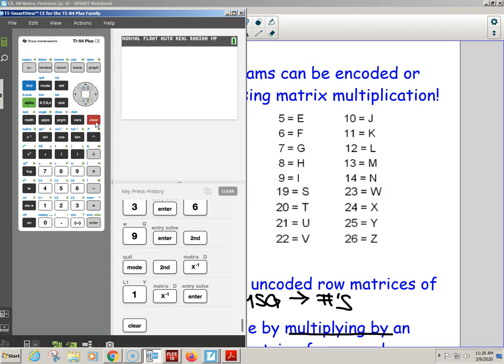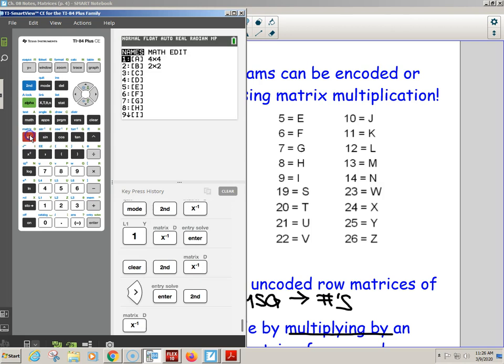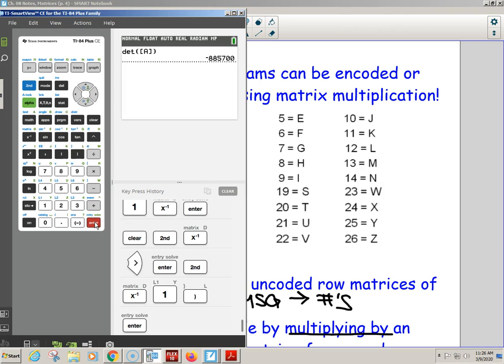Another way of doing this is I could also see if there is a determinant. So I could go to math and I could do determinant, and I could do determinant of A. And what do I need the determinant not to be? Okay. As long as the determinant's not 0, you can make whatever encoding matrix you want. A 2 by 2, a 3 by 3, a 4 by 4. Remember, only square matrices have inverses. So you have to make it a 2 by 2, 3 by 3, 4 by 4.